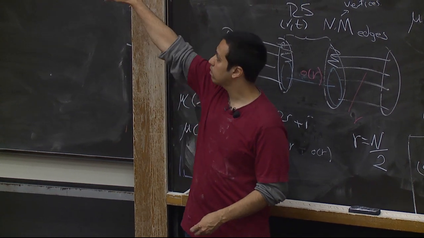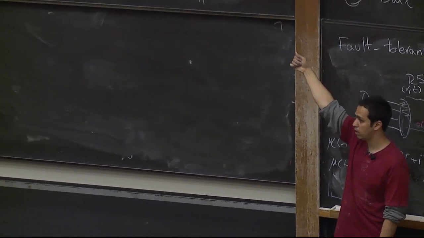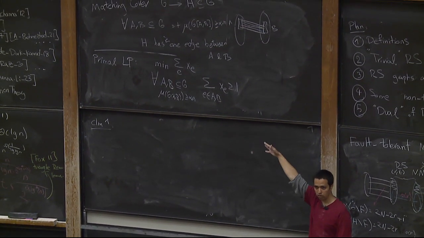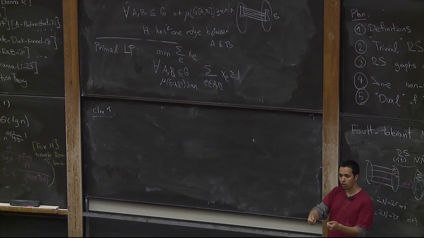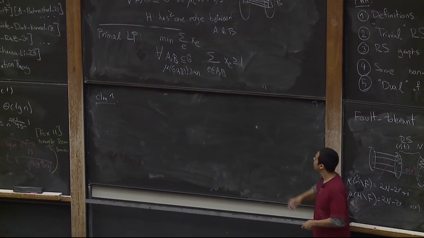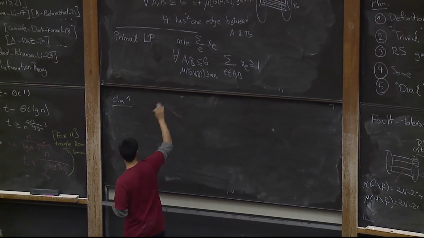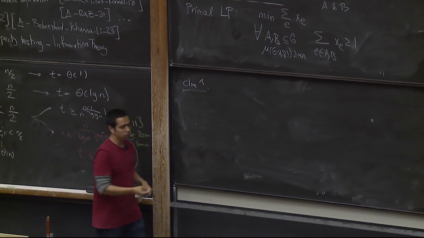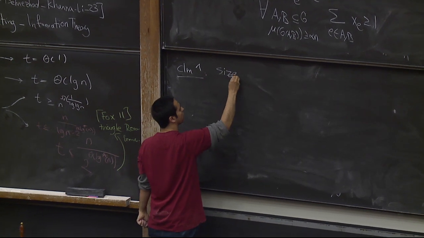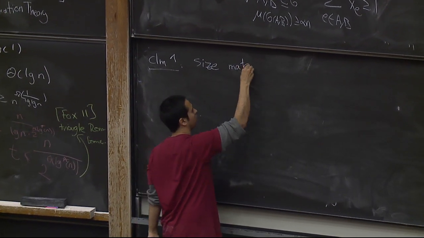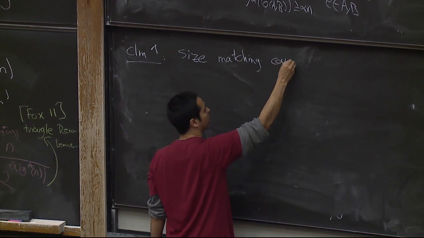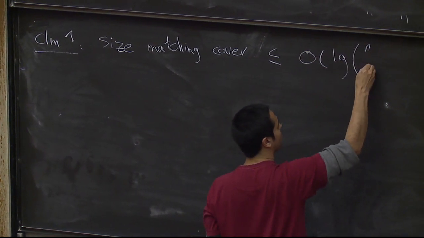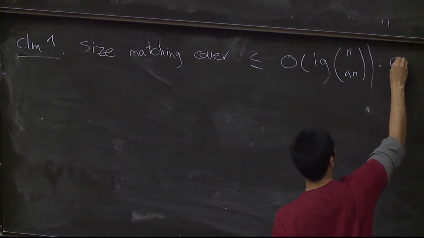Okay? This is a set cover LP. Your sets are the edges, and your elements are these matchings. So you can write it, and then you have to sample based on the log of the universe size. And the log of the universe size, the number of these matchings, is at most how many, like alpha n you can pick. So the size of the matching cover is less than or equal to order log of n choose alpha n times opt of LP.